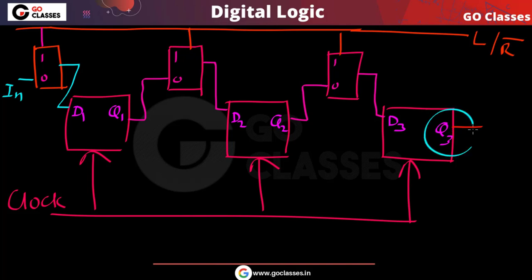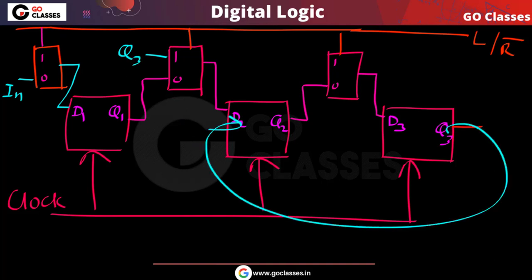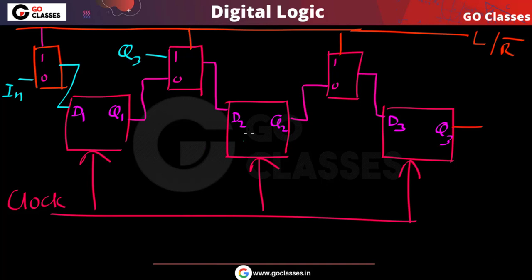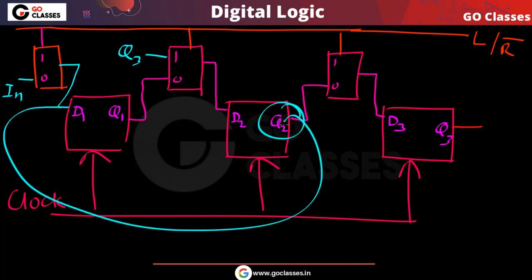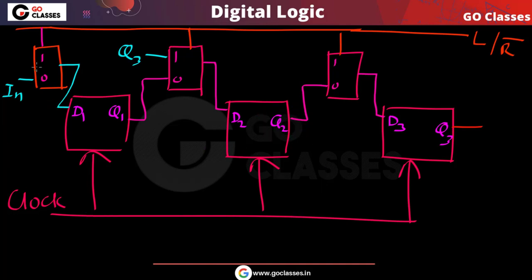Left shift means this output is connected to D2. So I should connect Q3 here, because remember this must be connected to D2. Similarly, this I should connect to D1. So I should connect Q2 here. Correct. And I should connect the input in here. So this you can notice.